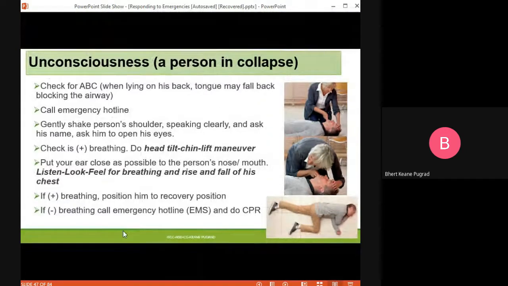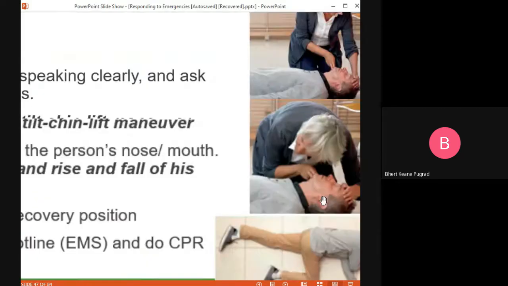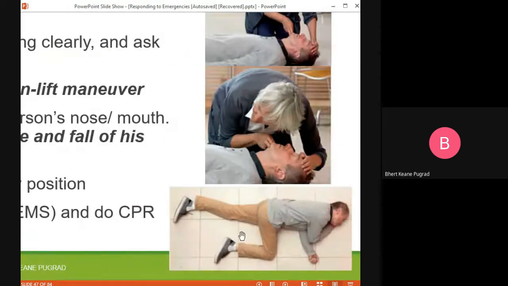Okay? If breathing, position him to recovery position. And if negative breathing, call emergency hotline and do CPR. Okay? On the third picture below, ang tawag natin dito is your recovery position, or you need to position the patient in side lying position. Okay? The reason here is para mas okay yung kanyang breathing and there's no need to do the head tilt chin lift maneuver.